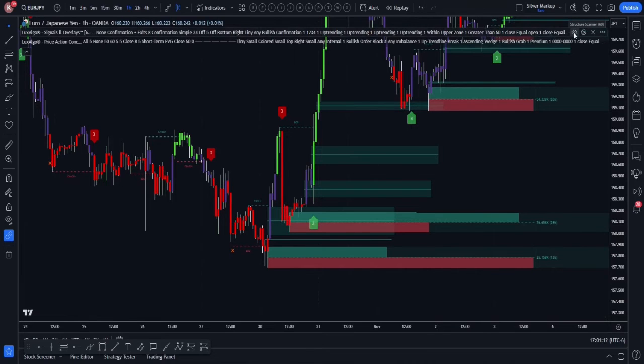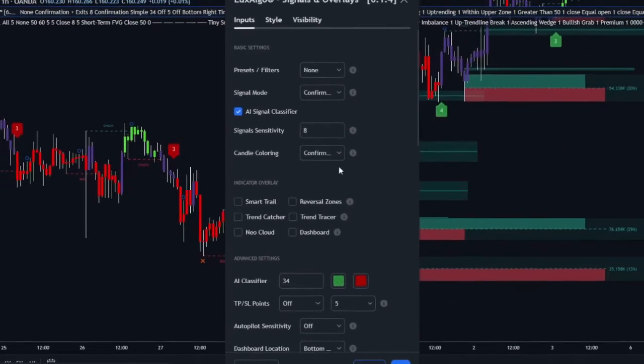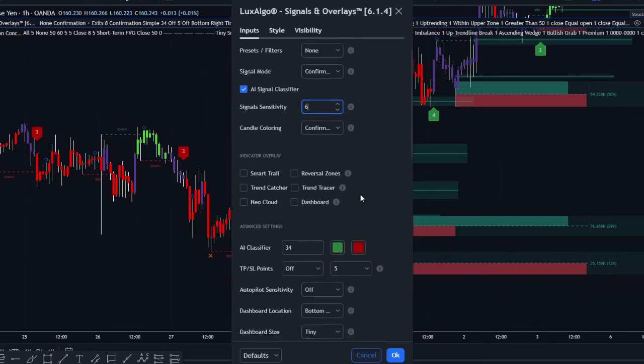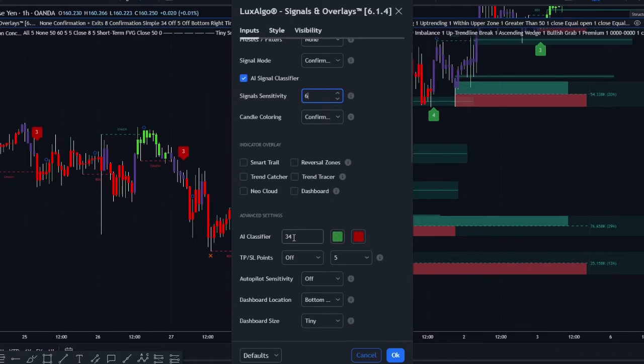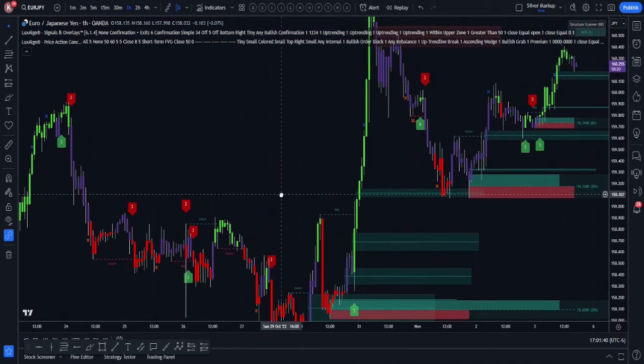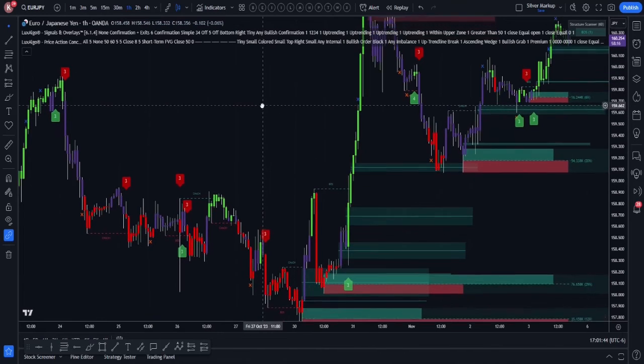And what you can do to even adjust these signals is go to the signals and overlay part here. We can go to 6 for signal sensitivity. Right now it's set to 3, 4. When you first put it on, it's probably going to be set to 1, 2, 3, 4, so it can include both the reversals and the trend continuations. I only focus on the trend continuations. What that does for me is give me areas in the market where I can consider price.